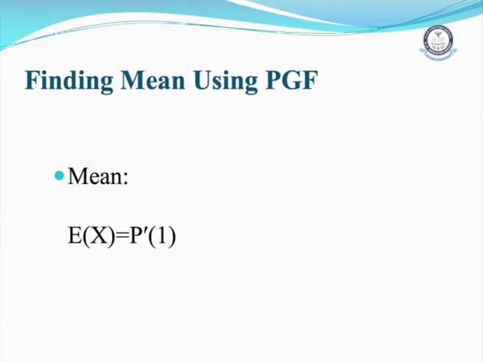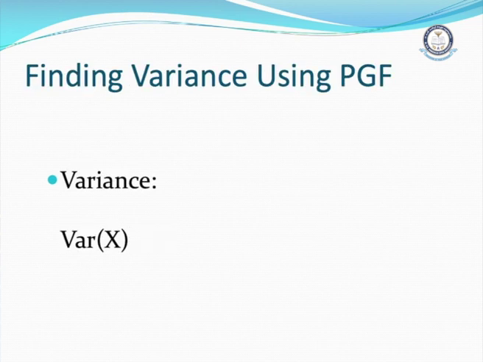And through finding mean and variance from the PGF, what do we get? Mean is the expected value of x, equal to P dash of 1. And variance of x also. How can we find the variance? What is the formula in expectations? Expected value of x square minus expected value of x whole square. Through moments, how can we find this variance? Mu2 prime minus mu1 prime whole square.